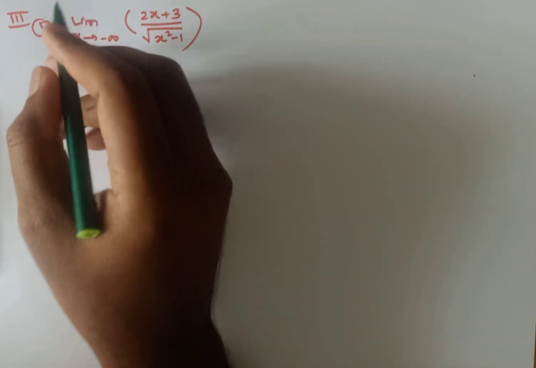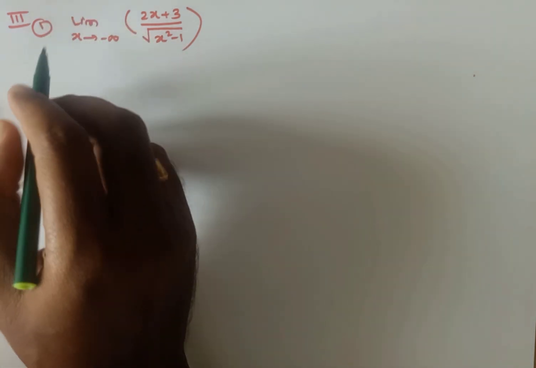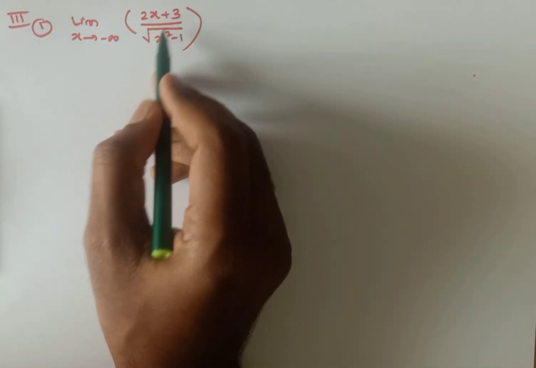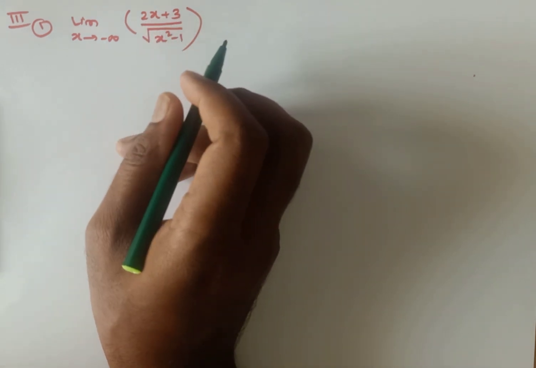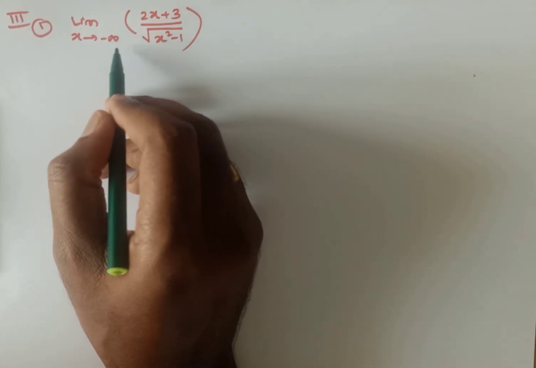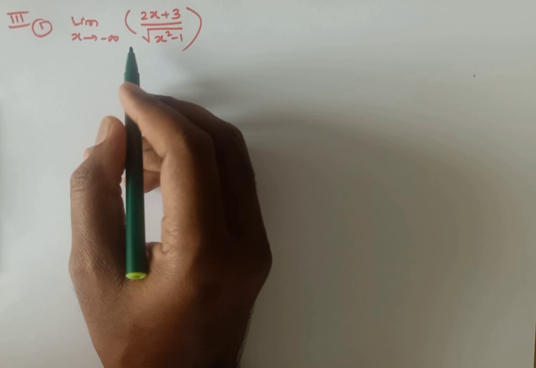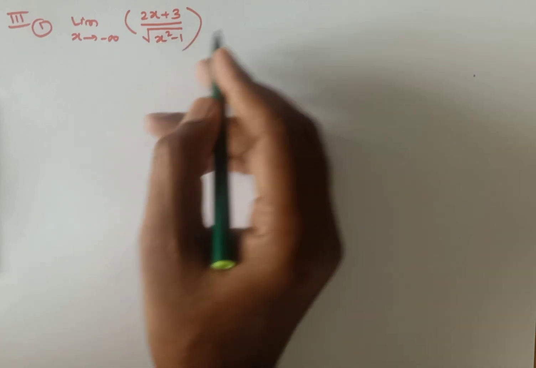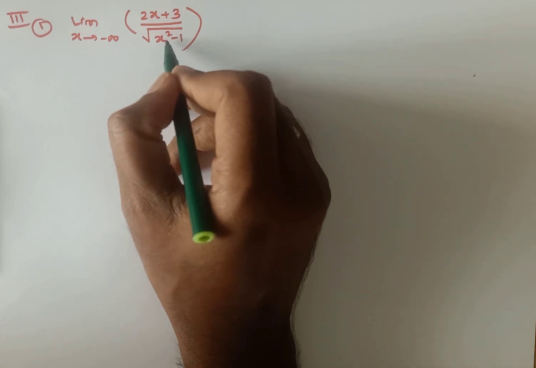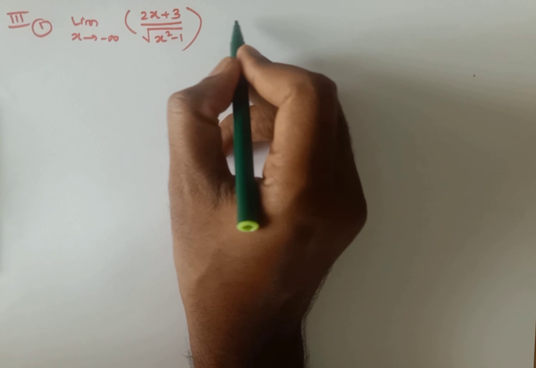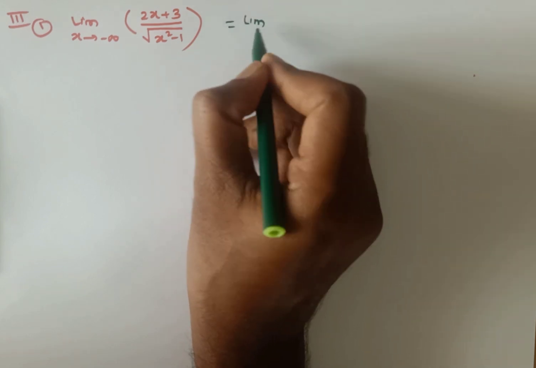The next three problems. The first one is limit as x goes to minus infinity of 2x plus 3 divided by root of x square minus 1. Here the limit is at minus infinity, and the square root will be there, right? Root of x square means it is x only, so take x common in numerator and denominator.